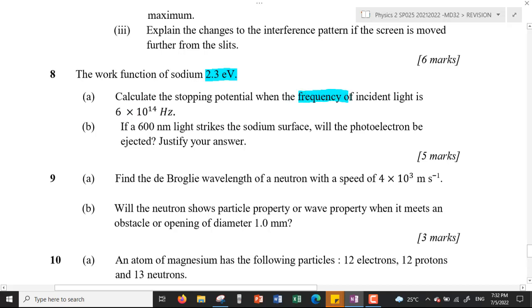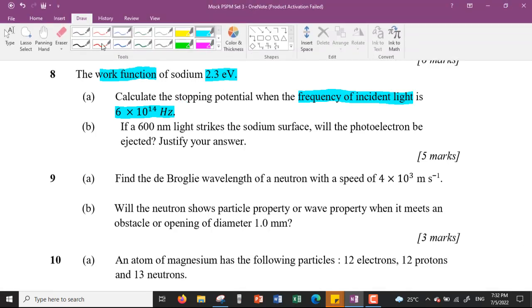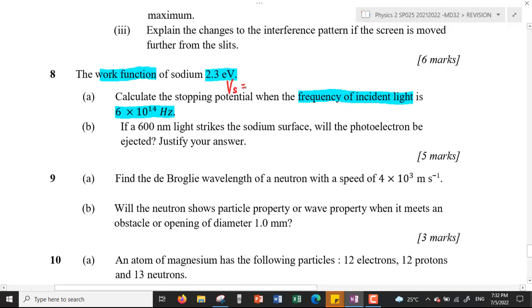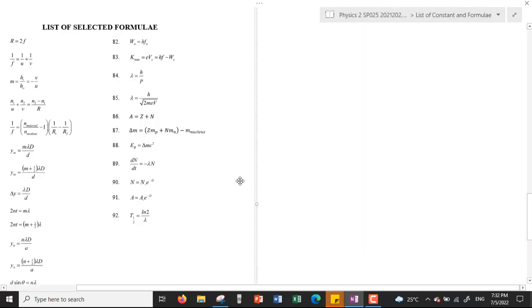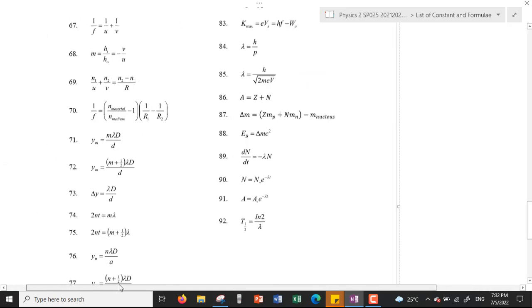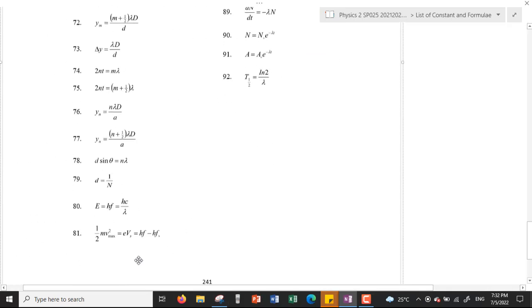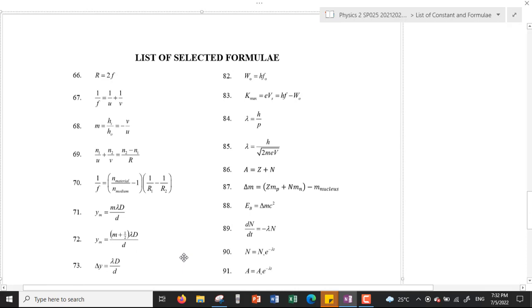So the question gives us the frequency of incident light, 6 to the power of 14 Hz, and the work function 2.3 eV. So we want to find the stopping potential Vs. Okay, so if we refer to the list of equations, we are given the work function W0, we are given the frequency of the light, so we want to find the stopping potential Vs. So refer to the list of formula for topic 9. So we are going to use equation 83.